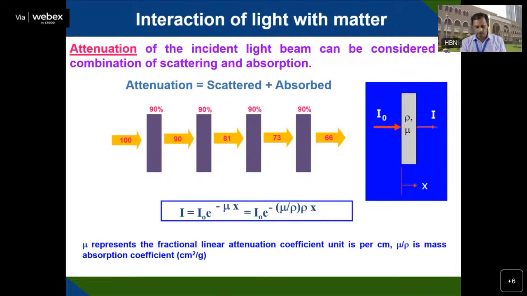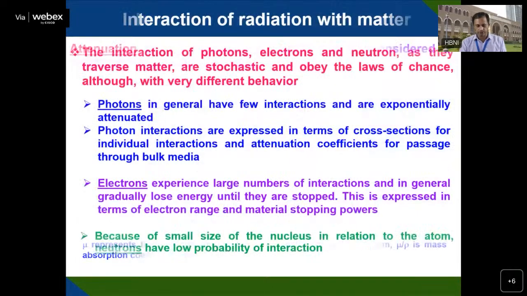Overall, the intensity of the light finally coming out after these cycles of absorption depends on the attenuation factor: I equals I0 times e to the power minus mu x. Here mu is the fractional linear transmission coefficient. So it mainly depends on the transmission coefficient, how much energy will be attenuated during this step.